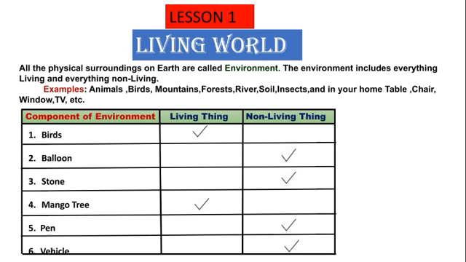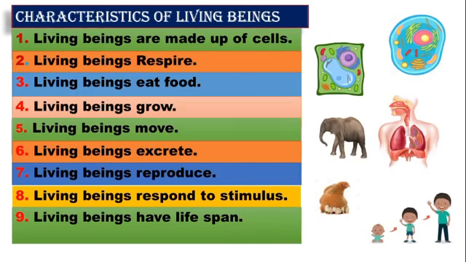Vehicle, is it living thing, children? Yes, you are correct. It is non-living thing. So children, we said birds and mango trees are living things. How have we decided these are living things? Yes, children, before we decide the living things, we must understand the characteristics of living beings. What are the characteristics of living beings?